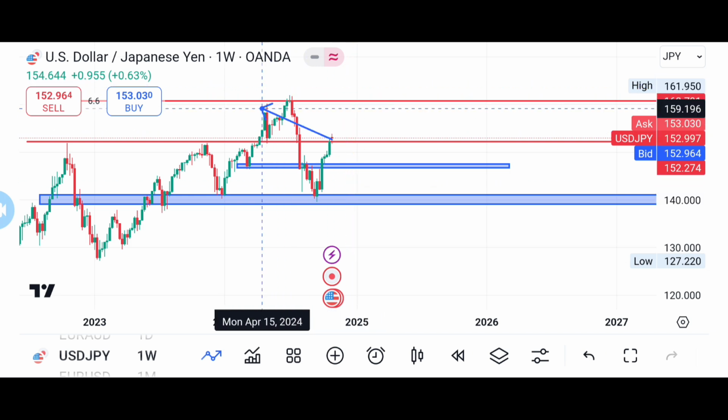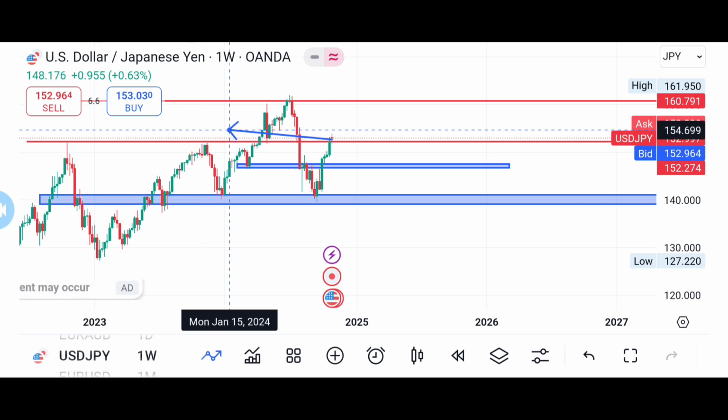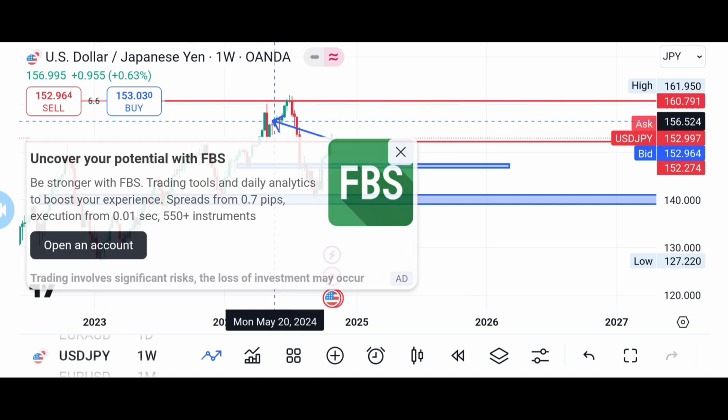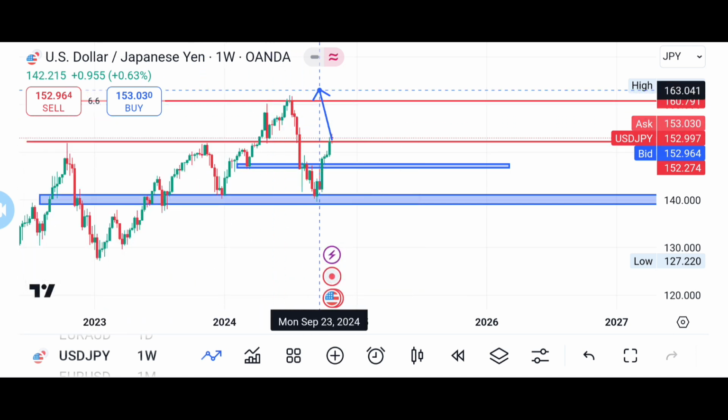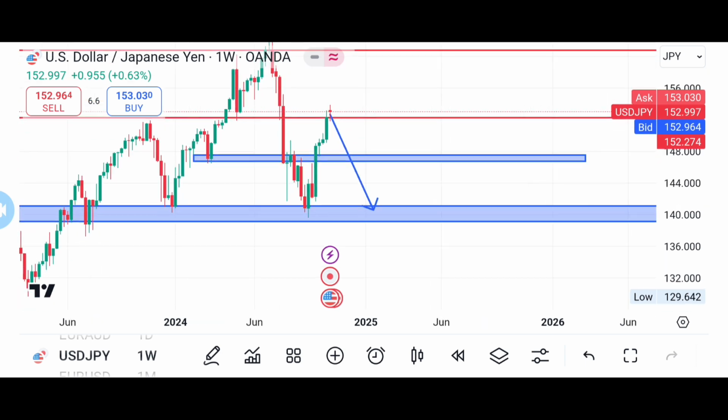The market might use this head and shoulder. This is the right shoulder, and this is our head. Now we are yet to form a left shoulder. So the market might use this region to form a left shoulder and then drop. That is scenario number 1. Are we together? Scenario number 2.